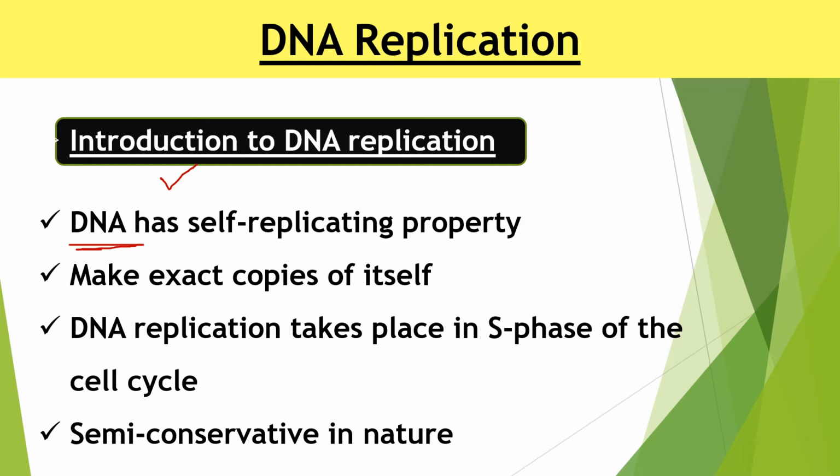DNA, as we all know, is a self-replicating molecule. This means that it can make exact copies of itself. That means it can replicate. DNA replication takes place in the S phase of the cell cycle.